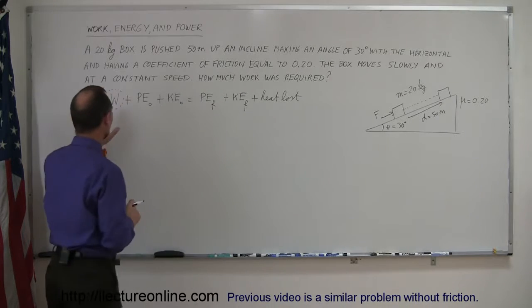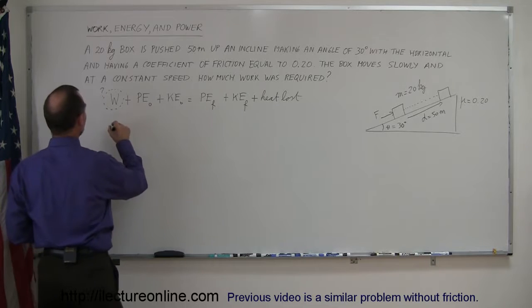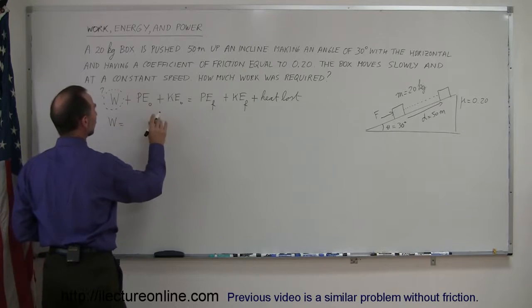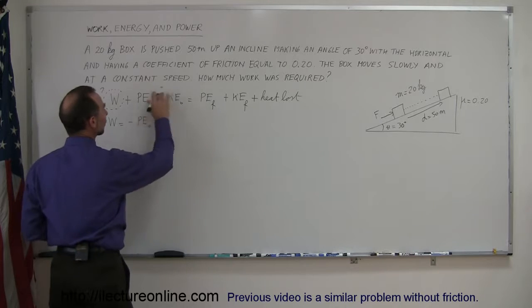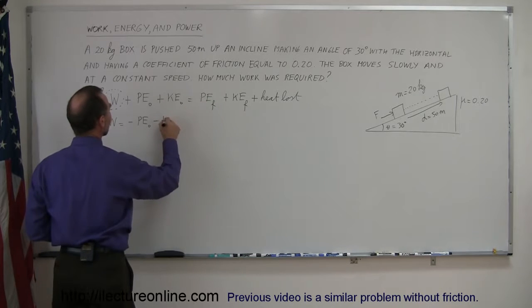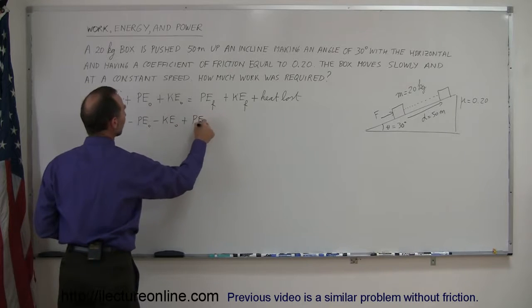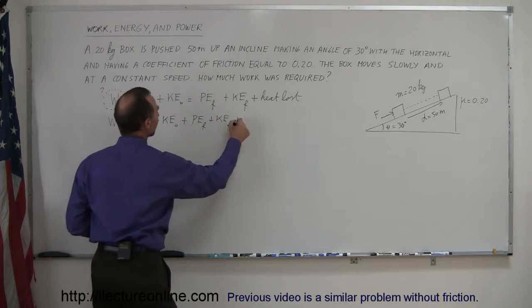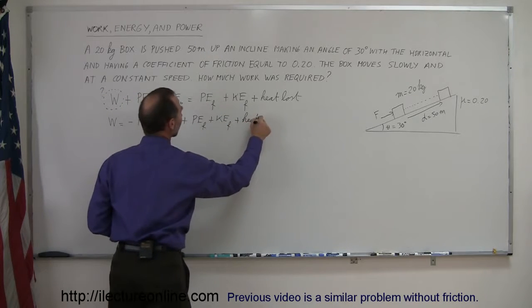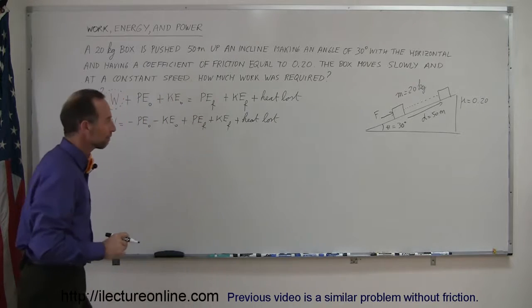So first of all, since we're looking for this, we need to move everything else over to the other side. So we can write that the work done is equal to minus the potential energy initial, as we move it across the equal sign, minus the kinetic energy initial, plus the potential energy final, plus the kinetic energy final, plus any heat lost to overcome the friction between the box and the incline.